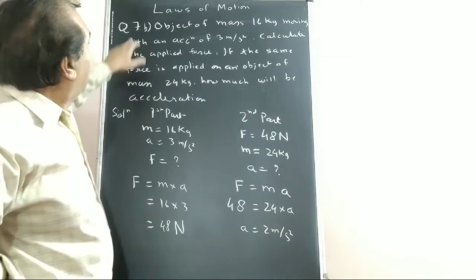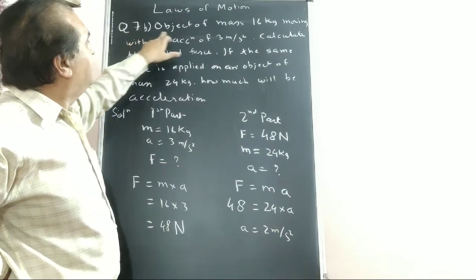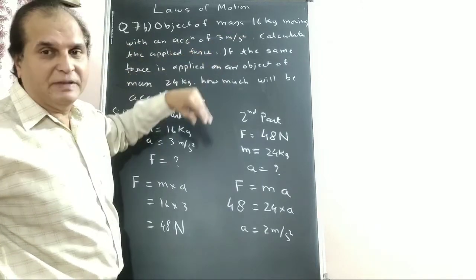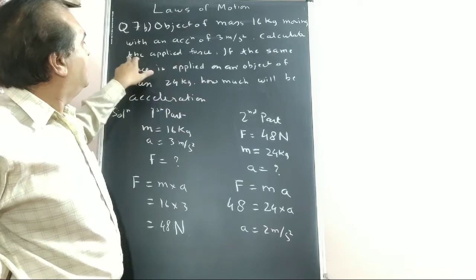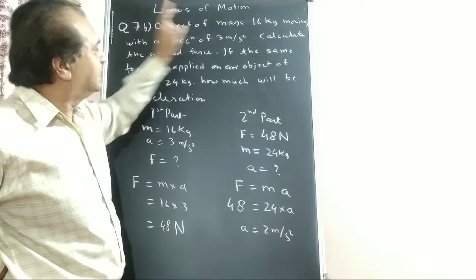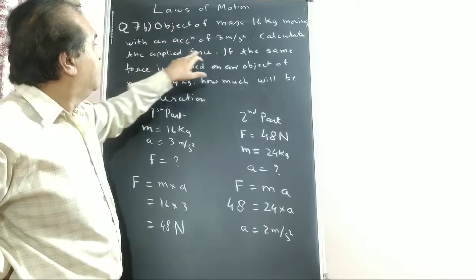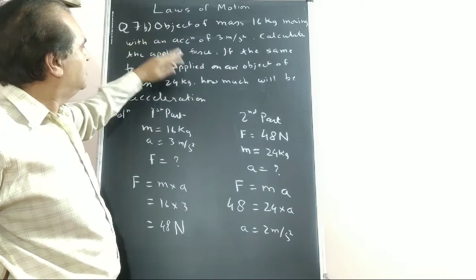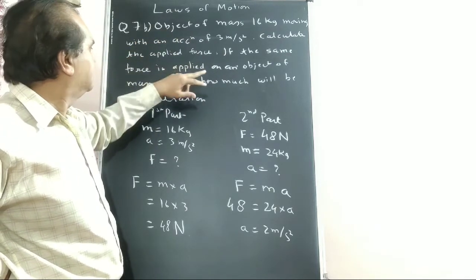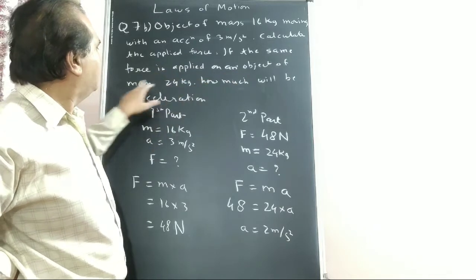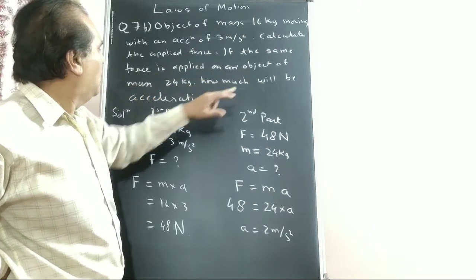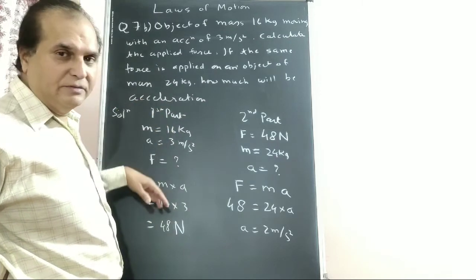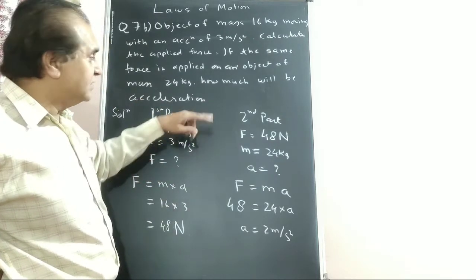Question 7b. An object of mass 16 kg is moving with an acceleration of 3 meter per second square. Calculate the applied force. Mass is given, acceleration is given. There are two parts. If the same force is applied to an object of mass 24 kg, how much will be the acceleration? So the first part I will find out, and the same answer we have to use for the second part.